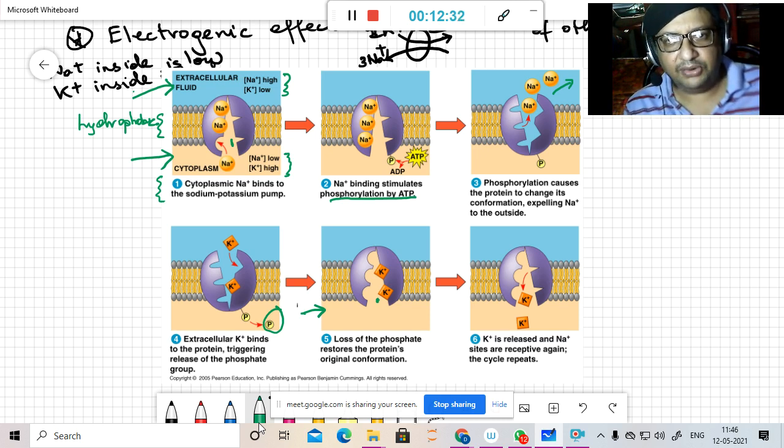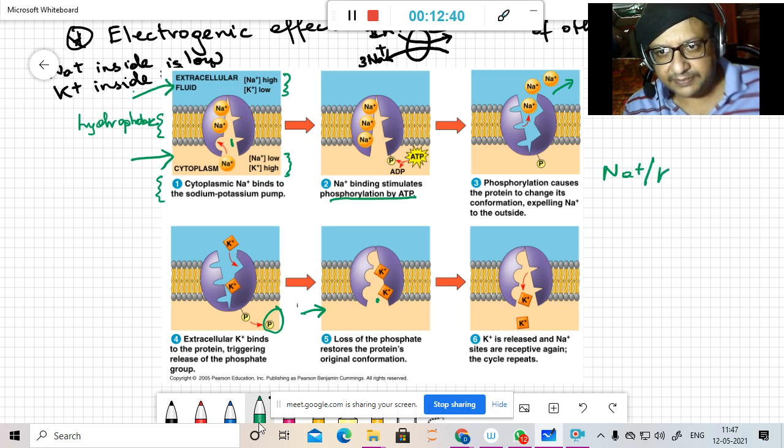So this is how the sodium potassium ATPase pump works.